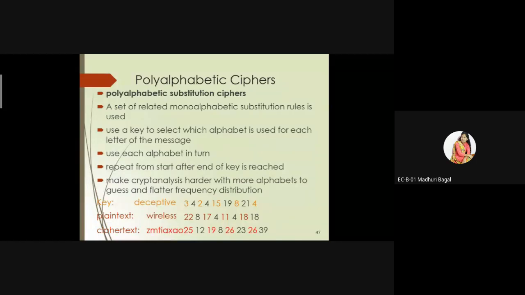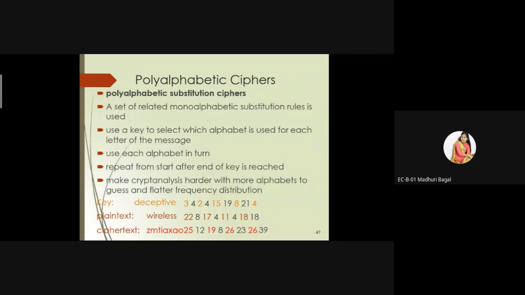So how do we encrypt this message by using the polyalphabetic cipher? For that, we have to consider the alphabetic letters from A to Z and the numbers from 0 to 25. The first step is that we have to mention the respective number of the alphabet. So if the alphabet is A, then we mention it as a 0.